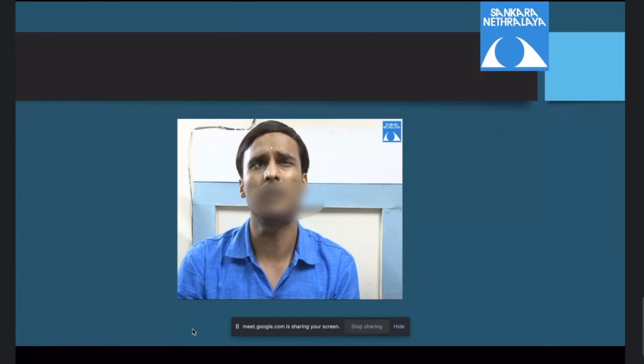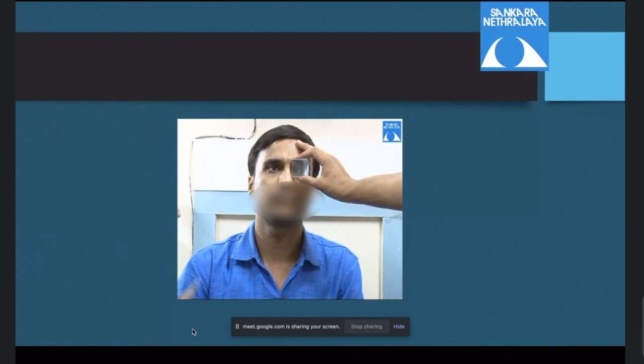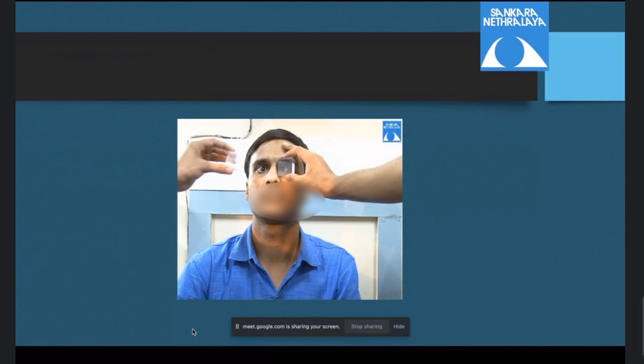So what we are doing now is correcting his abnormal head posture. Remember, there are two things we have to correct here. One is the AHP and the next thing is the squint. Remember I told you one of the indications for surgery is coexisting strabismus. So we have corrected his AHP. Now we are correcting his squint.